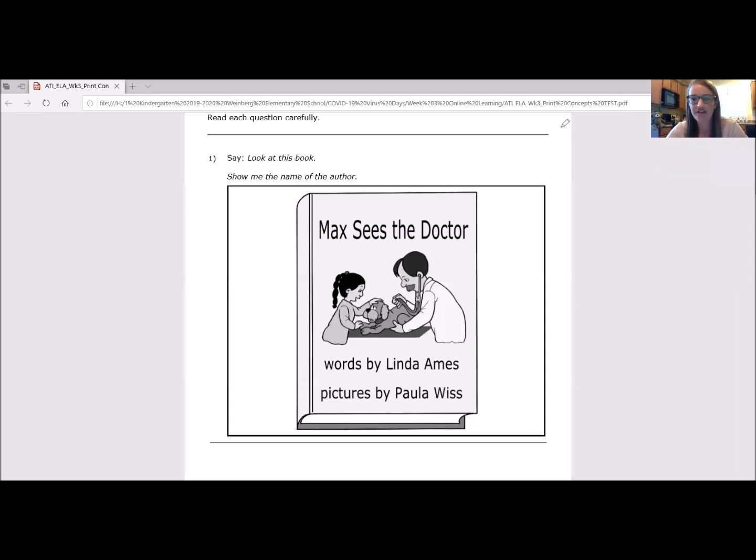Hi, kindergartners. All right, we're going to try another ATI workbook page. It's the ELA print concepts, and you don't have to worry about looking for anything. You can just do it right here on the screen with me. Remember, you just point to the answer, okay?